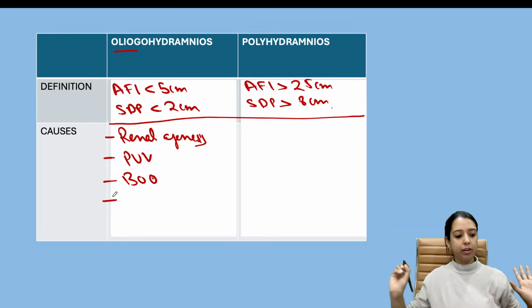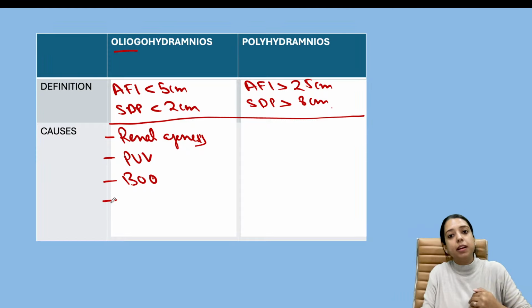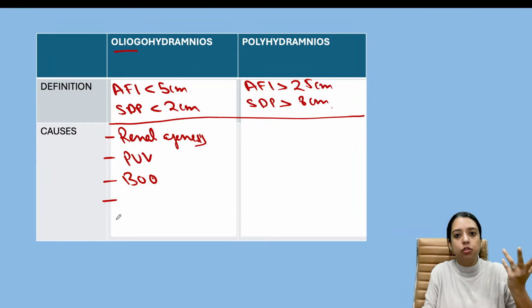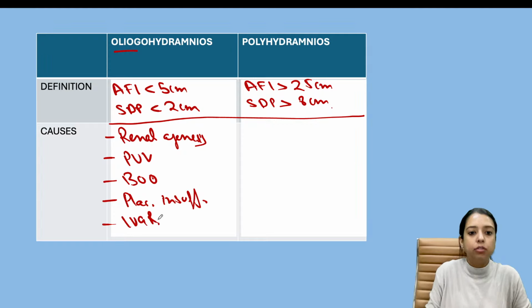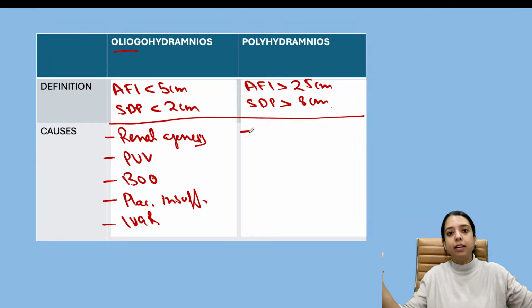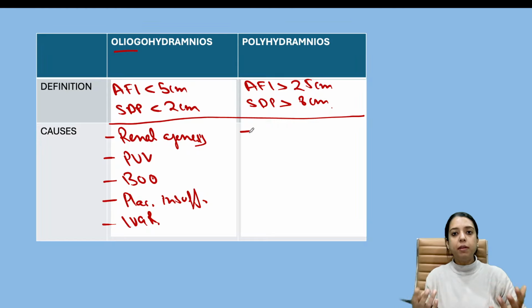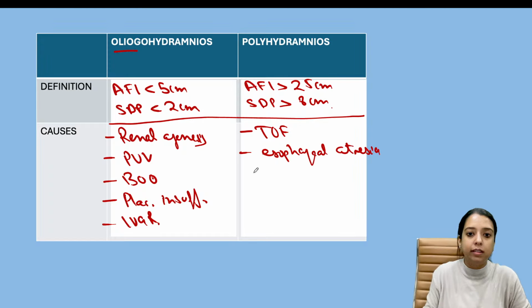Second, suppose the kidney is functioning fine, but the baby is not getting good food. The baby is not getting food and water, so how will the baby pass urine? So placental insufficiency. Now polyhydramnios: all the fluid, where does it go? Baby swallows it. So if the baby is not able to swallow it, the fluid will increase. Why is the baby not swallowing it? There is a fistula, tracheoesophageal fistula, or esophageal atresia. Baby is not able to swallow anything, so fluid is increasing.